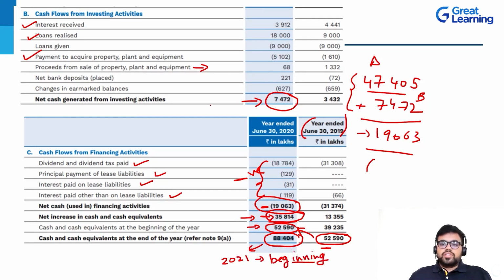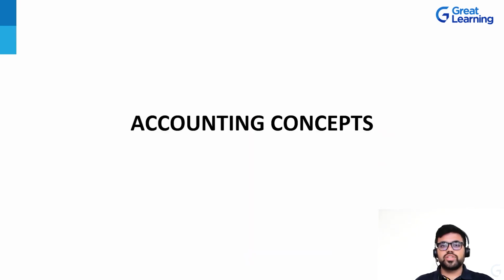So these are the three things in the cash flow statement that need to be known: cash flow from operation, investing, and financing. Next, we look into some of the accounting concepts that are a must to know when we start accounting.